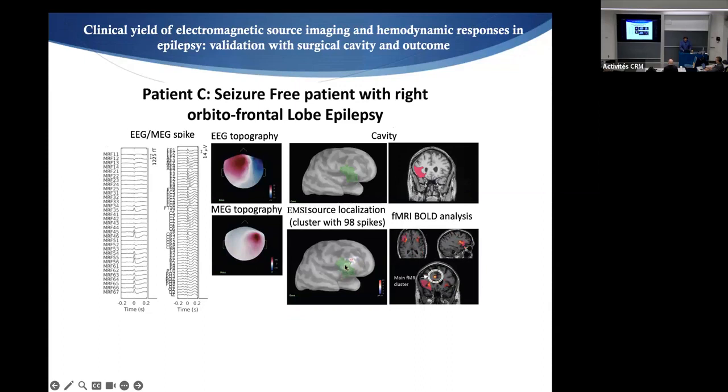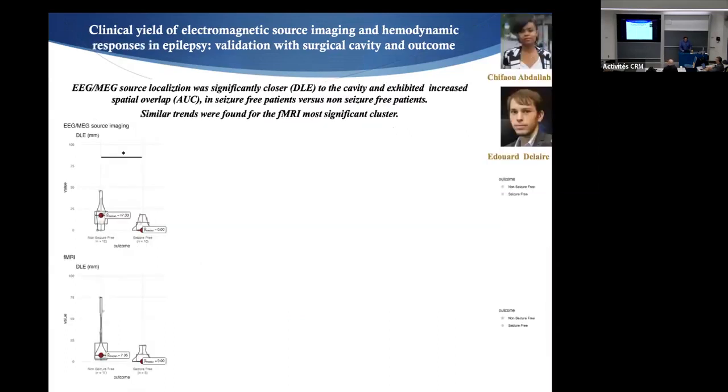So we have a MEG very well localized in the focus. In fMRI, we had two foci here. So the most significant was far, but the second one, that's why we are not sure we're going to use only the first one, was very well localized. So these are our very last results on this study. What I'm going to show you, for different metrics, is EEG MEG source imaging and fMRI for non-seizure-free and seizure-free patients.